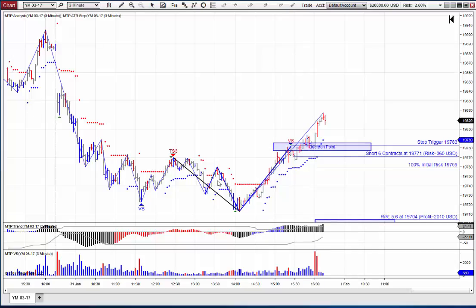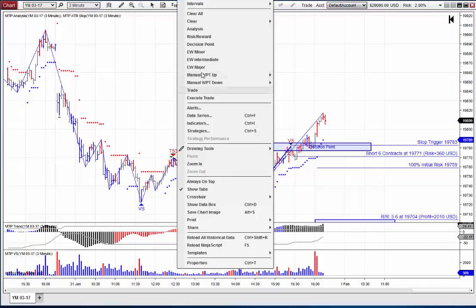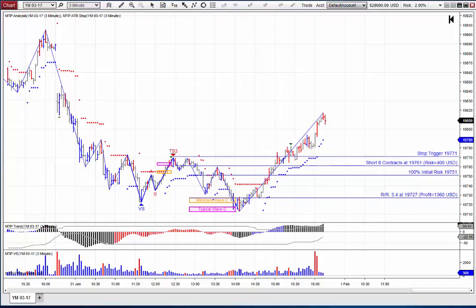So the YM would have been pretty flat, where you had 1, 2, 3 losing trades for -3R and then a plus 3.4R trade, you'd have been plus 0.4R profit overall. So even though you had 3 losing trades and 1 profitable trade, you still made money. But that wasn't the best one.